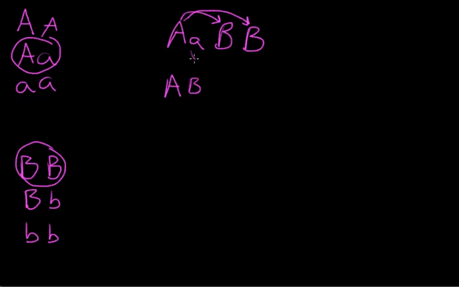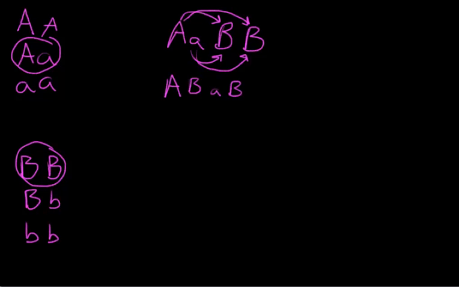So now we'll go little a to big B. That's a new one. And then if we combine little a again with the other copy of B, we would get the same thing. So this individual would be big A, big B, or little a, big B.